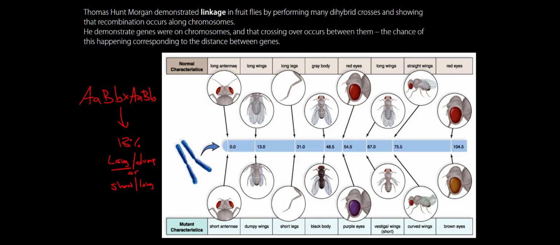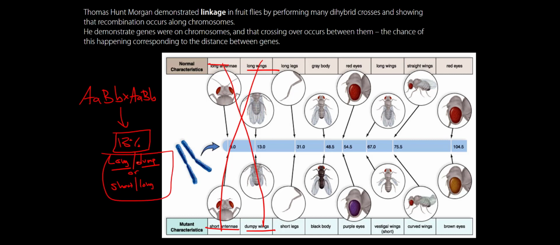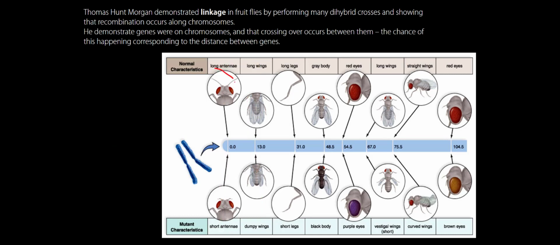How am I finding these? Long, dumpy, so there's a cross here. This is the crossing over. Short antenna, long-winged. That 13% is either of these, right? Because think about it. If this crossing over occurs, for every one of these, you get one of these. And so when you count up all the recombinant flies, you get 13%. And now you can imagine an experiment where you cross this one and you get 31%. You can imagine crossing this one and getting the difference between these numbers.